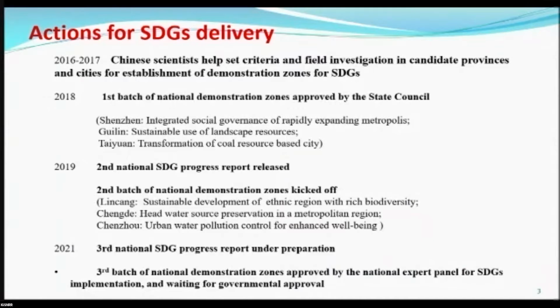In those processes, we already use the methodology of system analysis. For example, for the selection of candidate cities and candidate provinces, we analyze in detail all the indicators, and also how they perform in different regions.